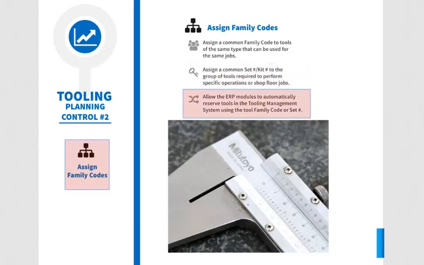You also want to allow the ERP modules to automatically reserve tools in the tooling management system using the tool family code or set number. So the ERP system doesn't need to be able to identify the unique tool that you need for the job, but to indicate to the user or the tool crib attendant what type of tool is required for the job based on family code, set number, kit number, or end product number.